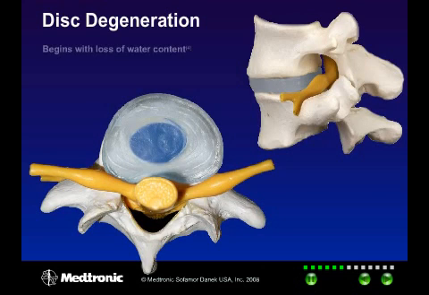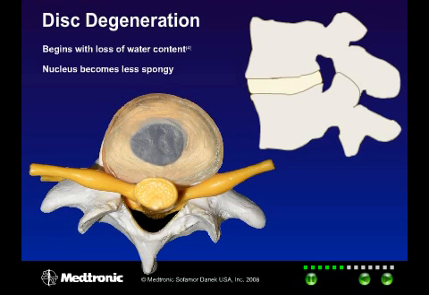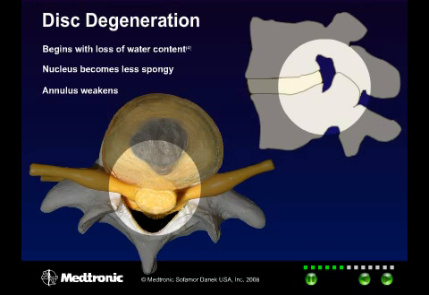The process of disc degeneration begins with the loss of water from the disc. The nucleus becomes less spongy, and the annulus weakens. If the annulus dries up more rapidly, then the nucleus will push the weakened annulus at its narrowest point toward the back, which can cause the disc to bulge, much like an underinflated radial tire.